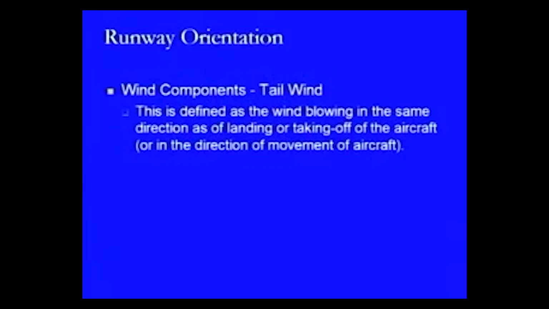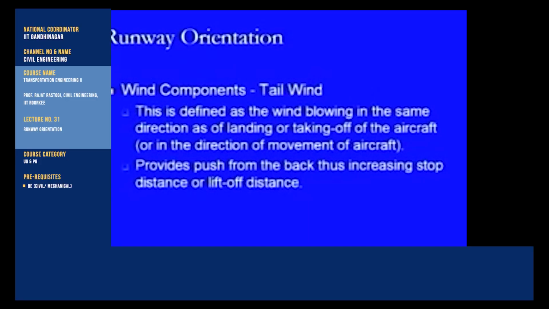In case of tailwind, this is defined as the wind which is blowing in the same direction as of landing or taking off of the aircraft, or in other words it can be defined as moving in the direction of the movement of the aircraft. That is what we have discussed, that it is coming from the tail side just moving towards the nose side. And the effect of this tailwind is that it provides a push from the back, thus increasing the stop distance, or it may increase the lift off distance also. So, that is the effect of the tailwind.